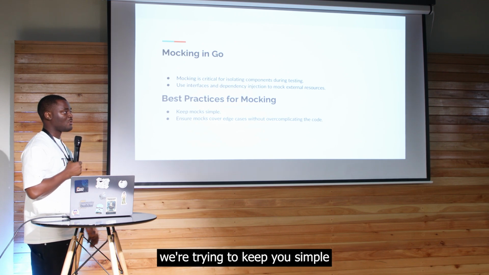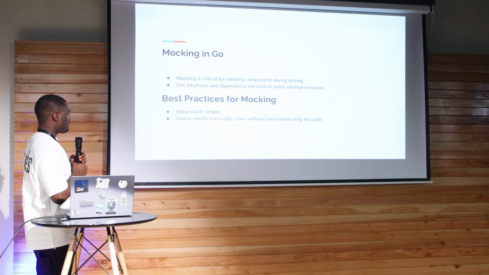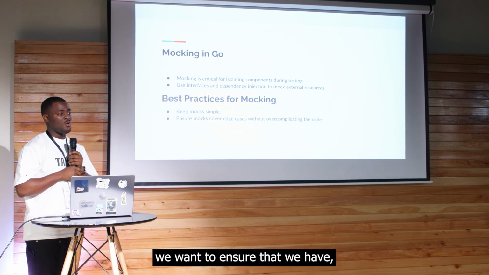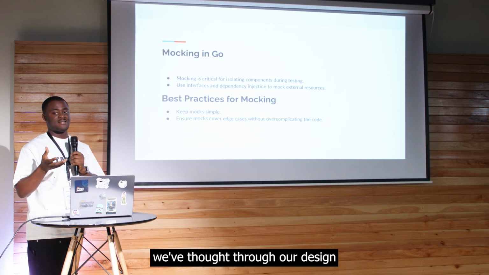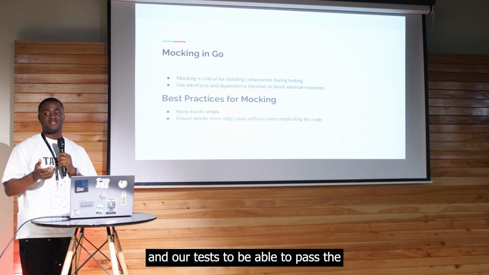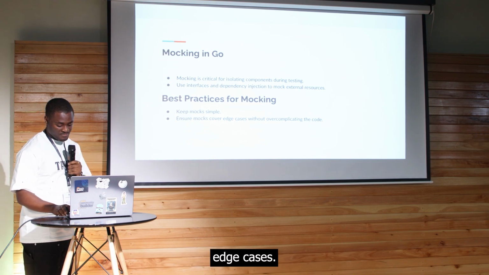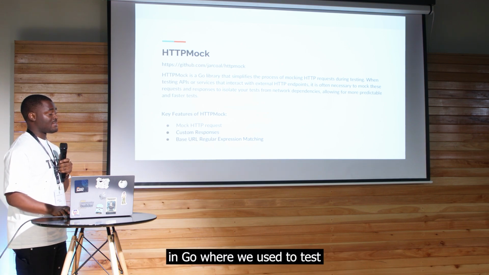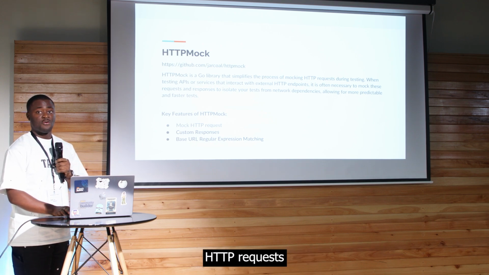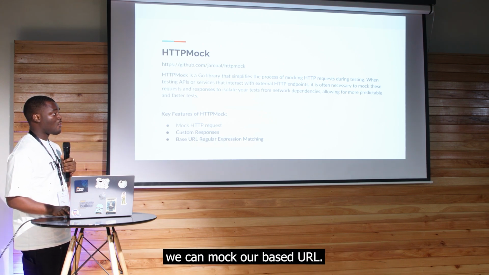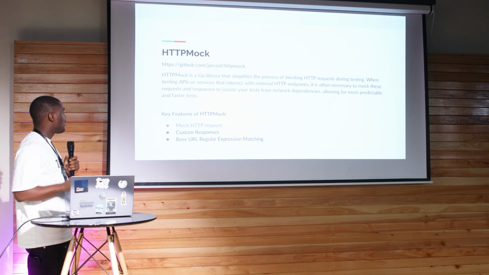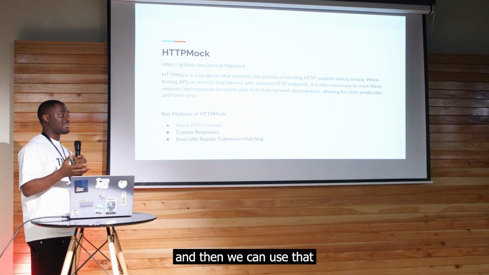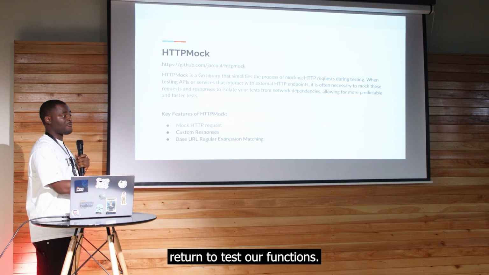So best practice in mocking, we want to keep it simple. Everything we're doing, we're trying to keep it simple, because we're trying to ensure that it covers edge cases. Like I mentioned initially, when we're writing our tests, we want to ensure that we've thought through our design and we have edge cases, and our tests should be able to pass those edge cases. Okay? So HTTP mock is a library in Go that we use to test HTTP requests. We can mock our HTTP requests, our base URL, our custom response, we can mock what an endpoint will return, and then we can use that return to test our functions, okay?